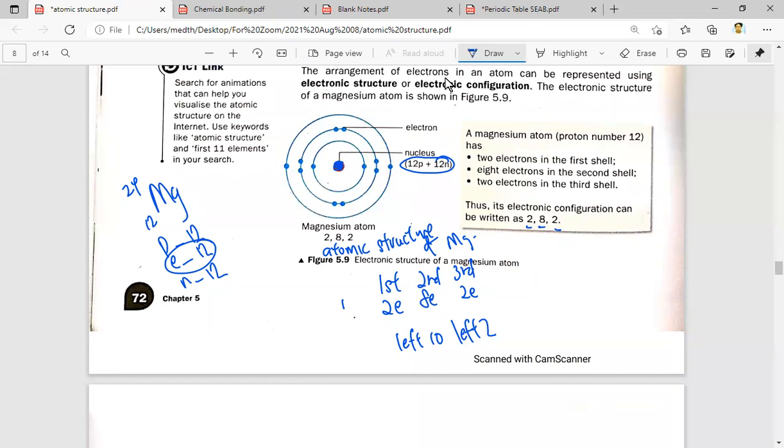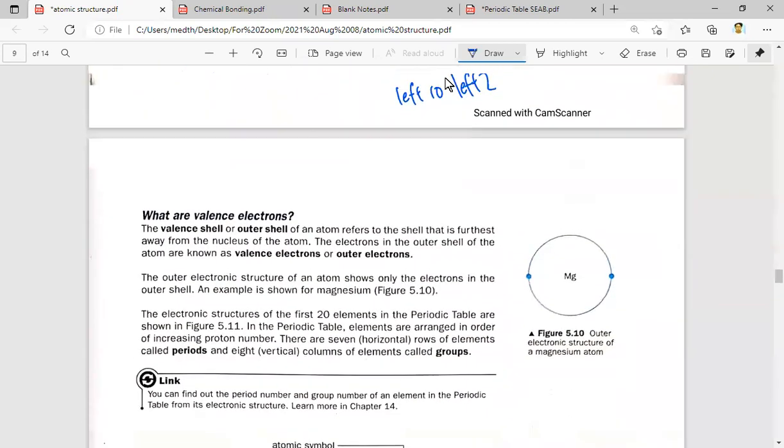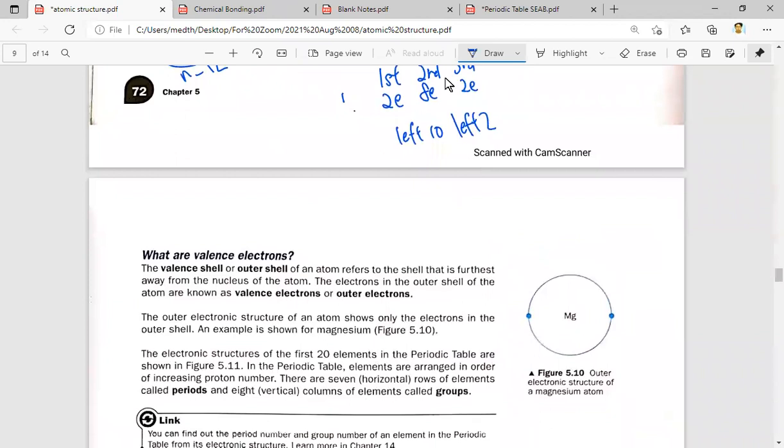So the electronic configuration is 2, 8, 2. Okay, now there's a new term we want you to take note of. It's called the valence electrons. So the valence electrons is actually just the electrons in the outer shell. If you look at the description here, they say the valence shell or the outer shell refers to the shell that's the furthest away from the nucleus of the atom.